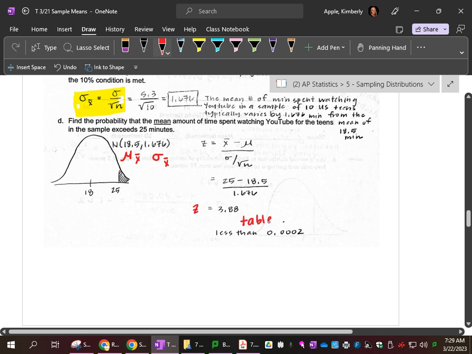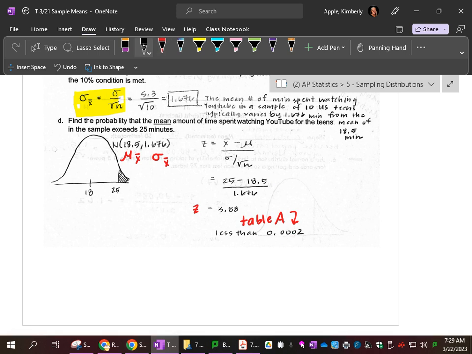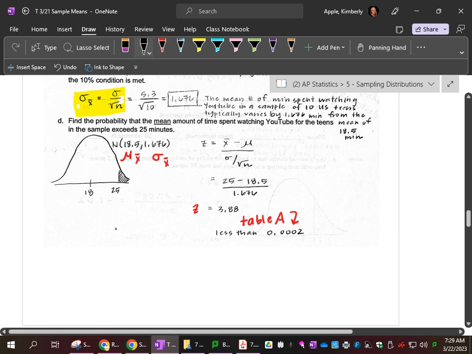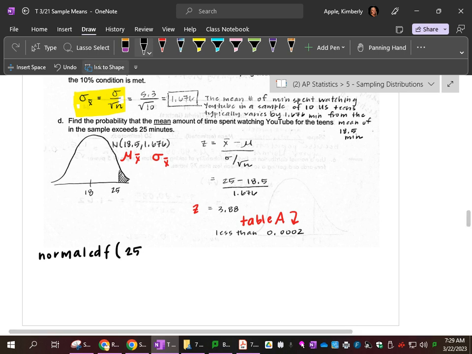Using table A, you'll find that you don't have an exact value because it's too small. So you would simply say it is less than the smallest value provided. Or you could also use normal CDF. And if you did that, you would just use the following calculations. You would say that this distribution's lower bound would be 25.